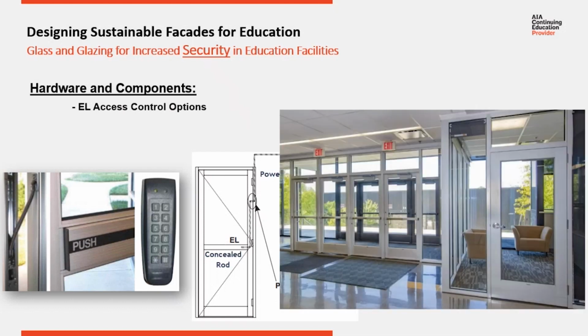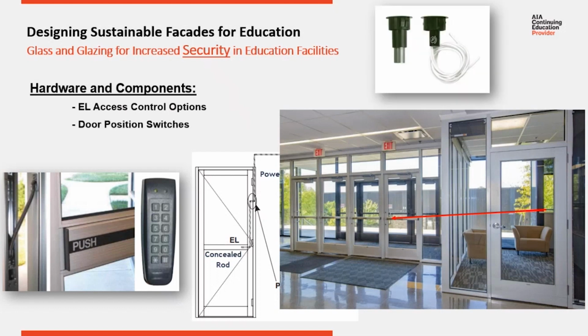Here's a school entry with a bank of entries and EL concealed rods. After students have been let in and classes have started, the doors are locked. The receptionist here in the office to the right maintains communication with visitors who enter into the vestibule. Then the receptionist can click an activator that allows the door to be opened and closed for one cycle, allowing guests to enter.